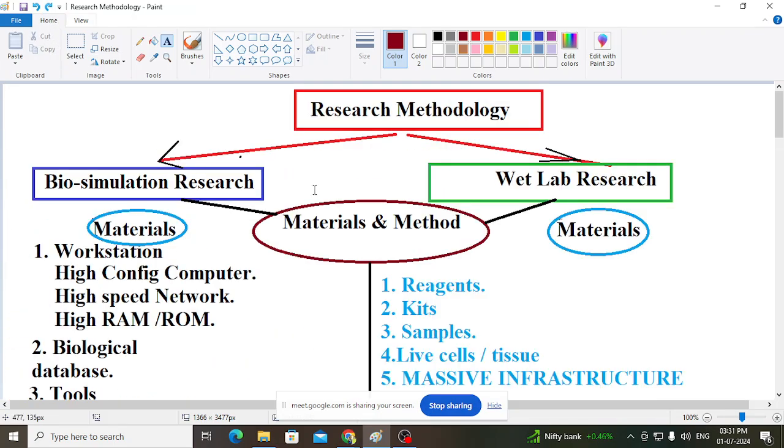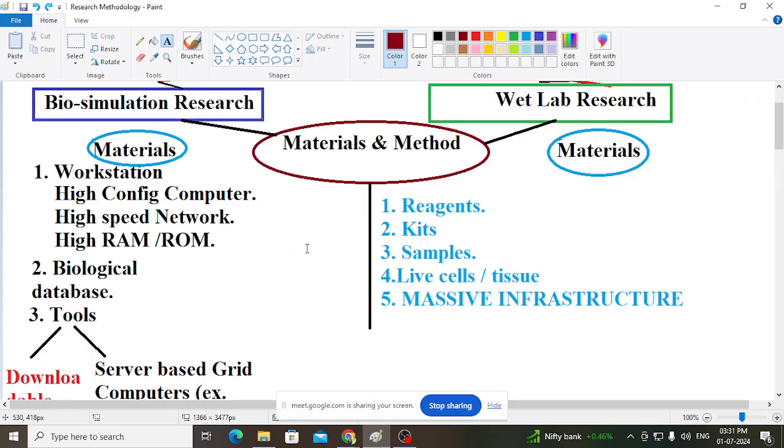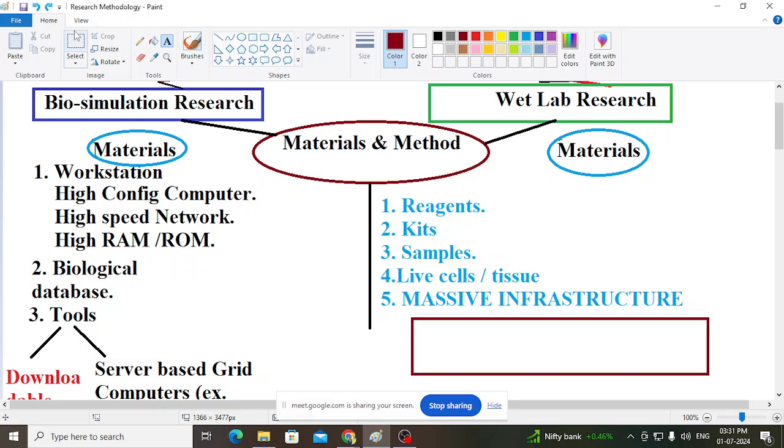Now materials for wet lab research could be multiple: reagents, kits, samples, live cells, tissues, and massive infrastructure is needed. When we talk about massive infrastructure, it means there is a huge need of investments. Now let us see what reagents are needed. These are also very highly costly.